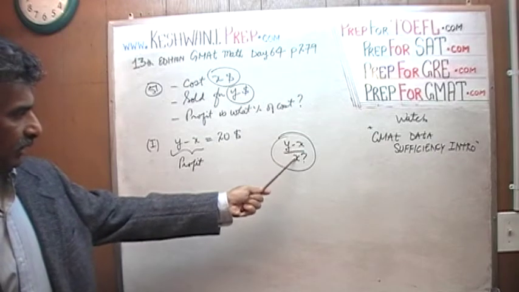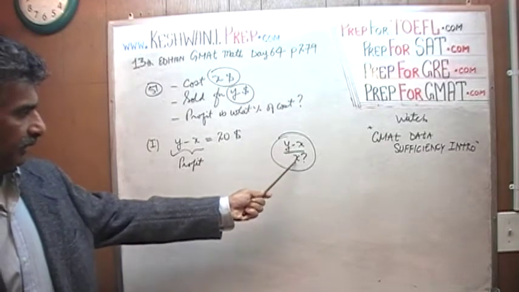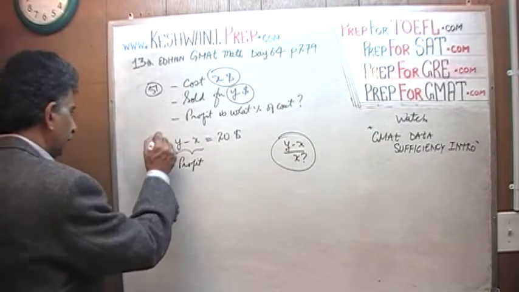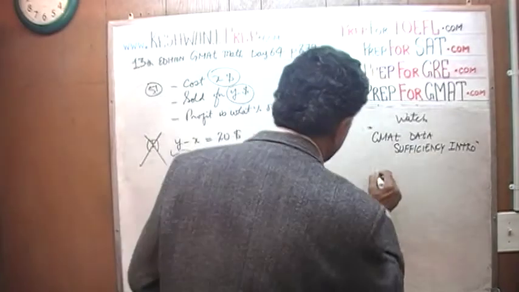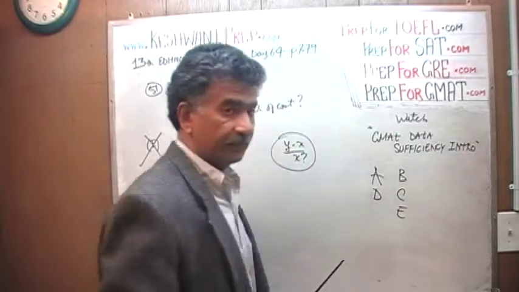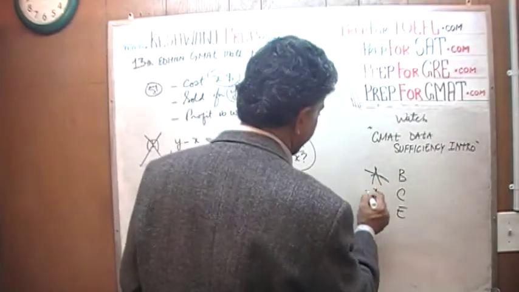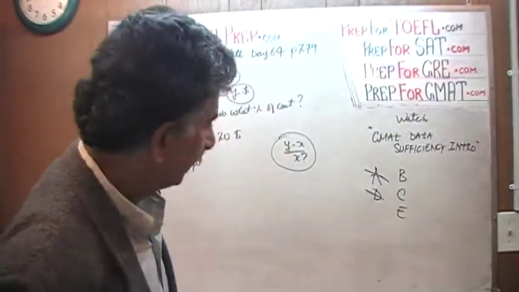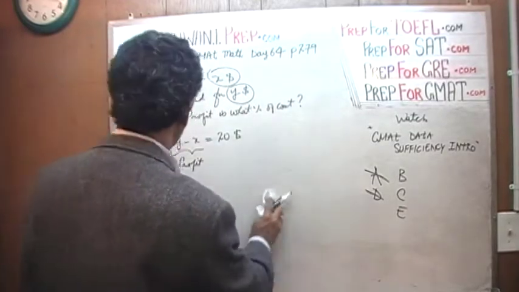Profit as a percentage of cost is the amount of profit divided by the cost. We do not know the cost. The first statement does not do the job. A, D, B, C, E. Since the first statement does not work, answer cannot be A, nor can it be D. Let's look at second statement.